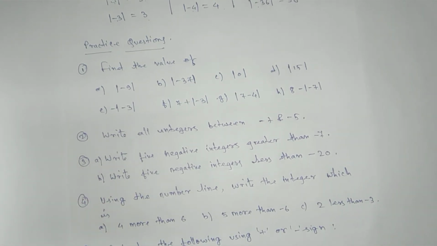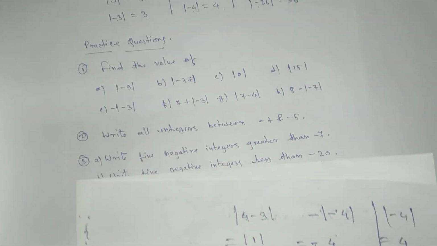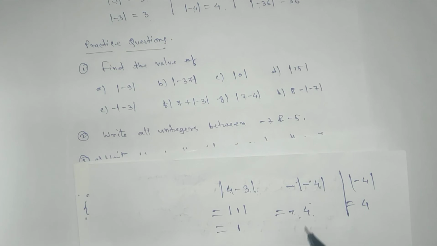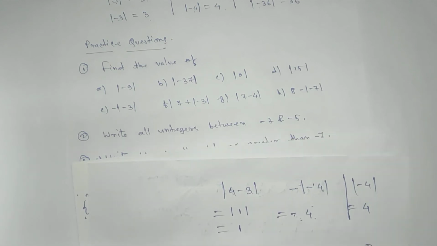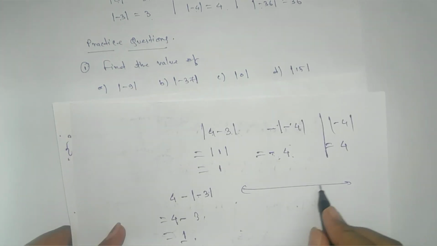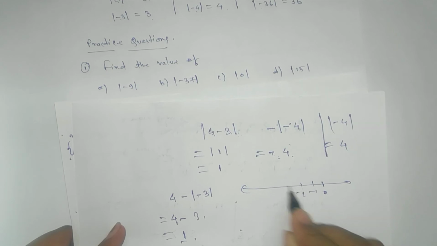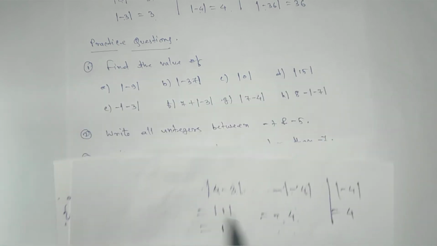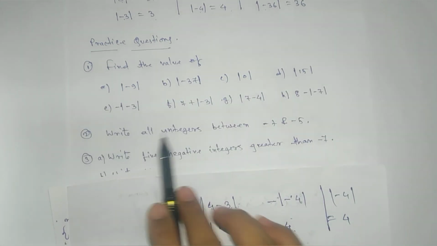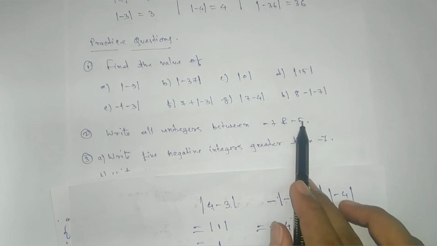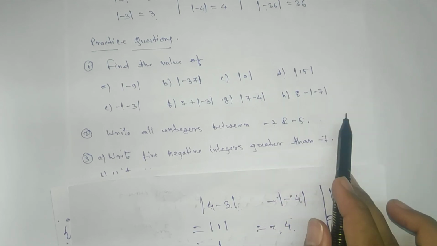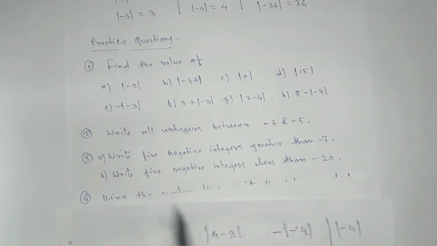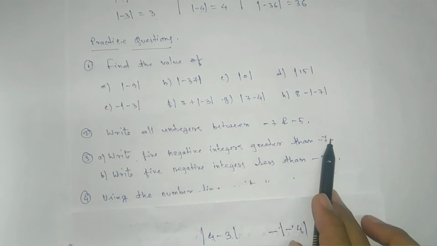Okay. Now next problem, write all the integers between -7 and -5. So how many integers are there between -5 and -7? If we take the number line and go from 0 to -1, -2, -3, -4, -5, -6, -7, how many integers are there? Only one. So your answer will be -6. Remember here, we'll write that the integer between -7 and -5 is -6.